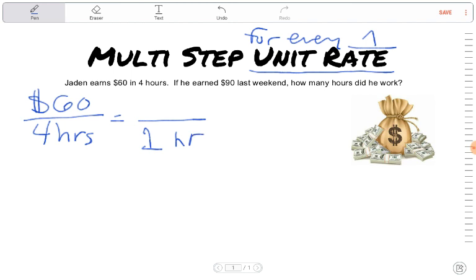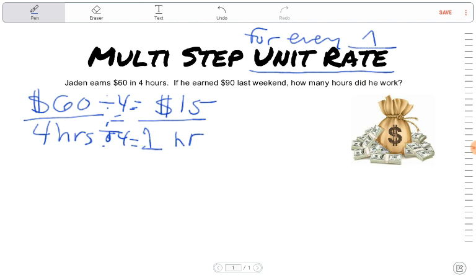So what I did here was I set this up like a fraction. And now what I'm going to do is I'm going to divide the bottom by 4 to get our 1 hour. I'm going to divide the top by 4 because it needs to stay the same. He earns the same every hour. And 60 divided by 4 is 15. So he earns $15 for every 1 hour.